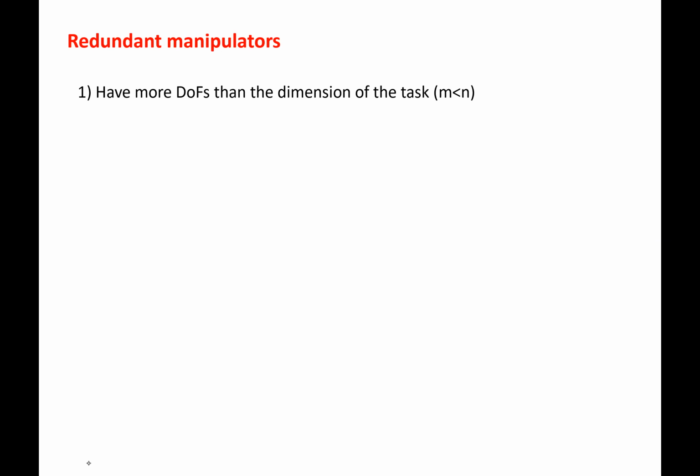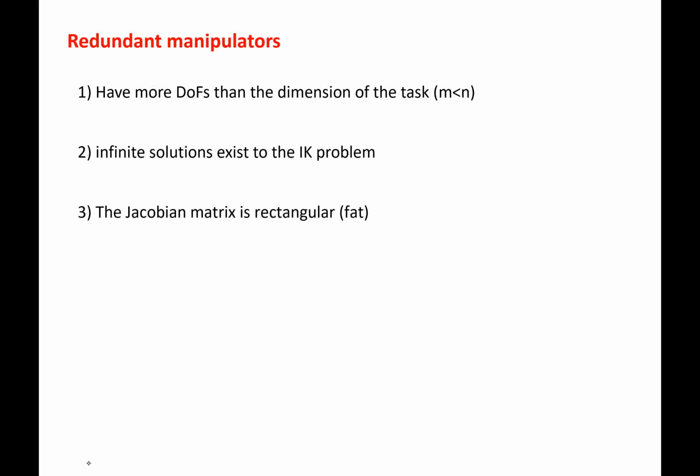And in particular, what do you mean by more degrees of freedom than you need? In the case of a redundant manipulator, you have more degrees of freedom than the dimension of the task. So M is smaller than N, and we said before that we have infinite solutions to the inverse kinematics problem, and the Jacobian matrix becomes rectangular. In this case, it is a lower rectangular, or fat, matrix, with fewer rows than columns.